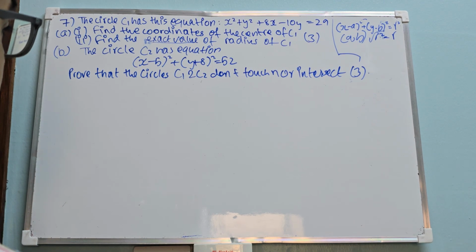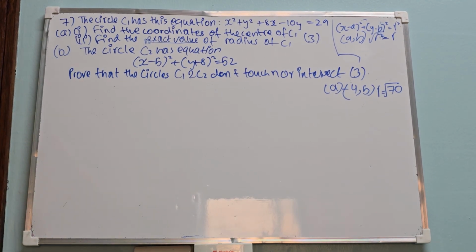Okay, now the circle C2 has this equation: x minus 5 squared plus y plus 8 squared is equal to 52. Prove the circles C1 and C2 do not touch or intersect, for 3 marks.